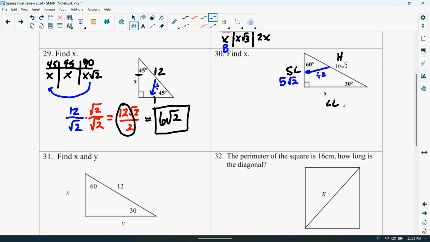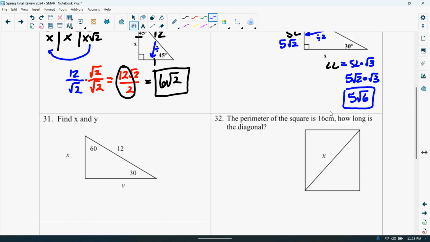And then to get the long leg, you're taking your short leg and multiplying by radical 3. Our short leg is the 5 root 2. So I'm now multiplying by radical 3. That would be 5 root 6. So sometimes you are going to still have radical answers here.